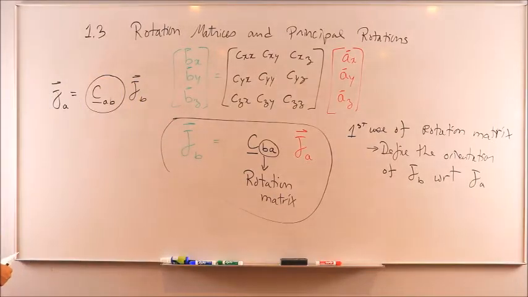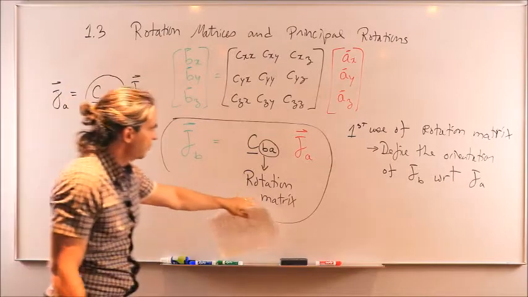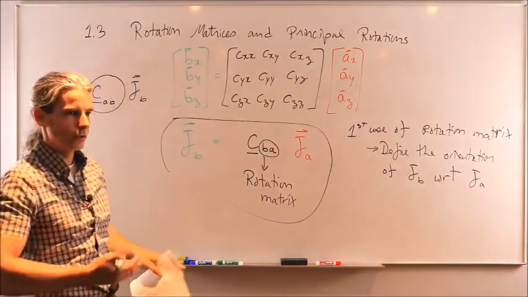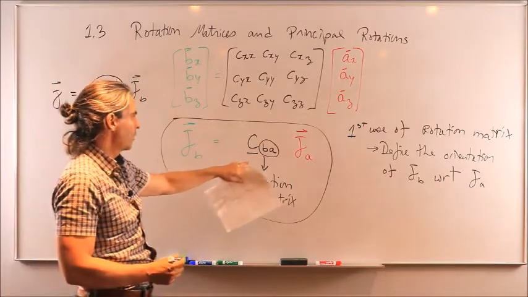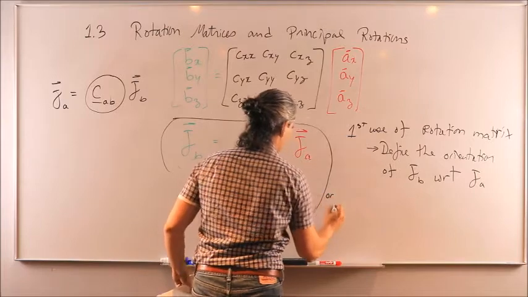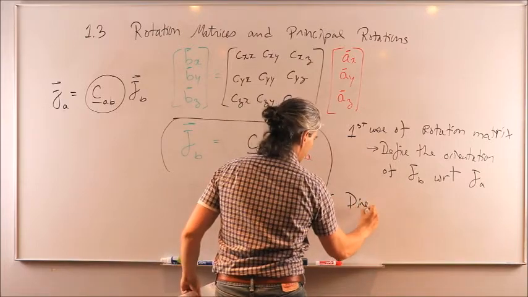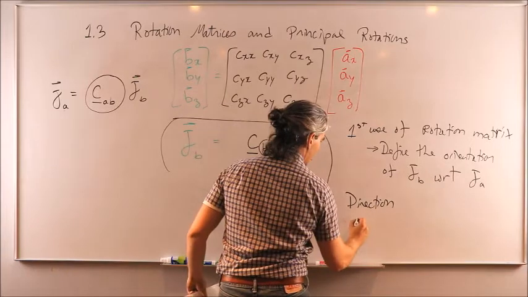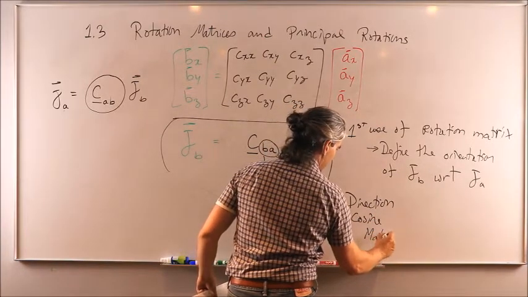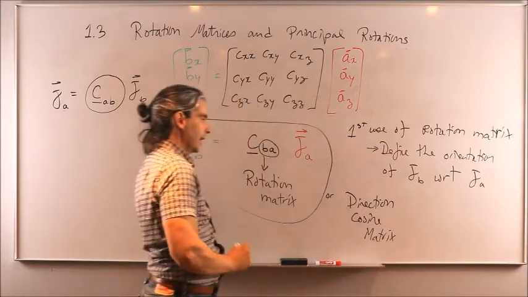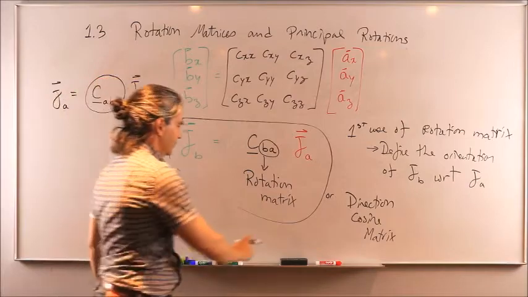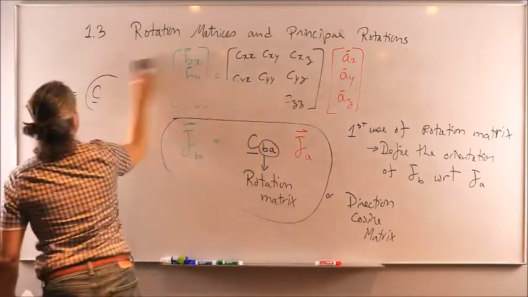Turns out that rotation matrices in the literature, in some textbooks or journal papers or conference proceedings, are widely referred to as direction cosine matrices. Direction cosine matrix. Why is that? We'll discover that together.